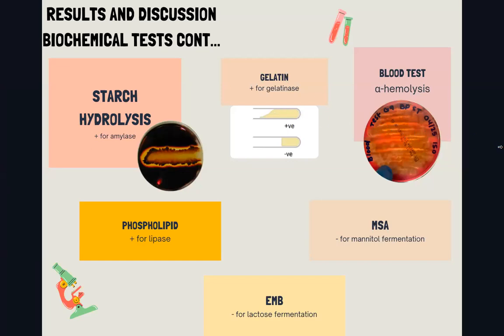For our blood test, we had a gray yellowish bacteria after letting it sit for a few days, and there was no clearing around, meaning there was no hemolysis caused by H2O2, and we determined that it was alpha hemolysis.